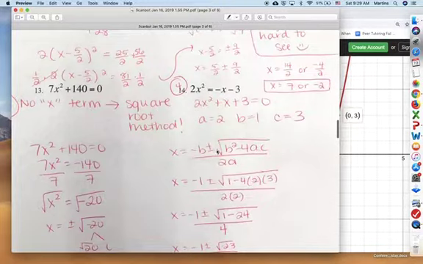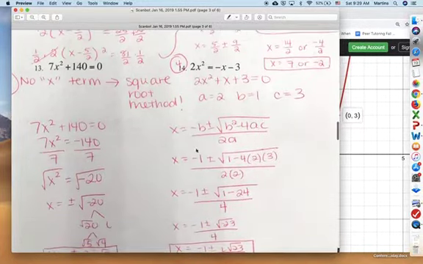X equals opposite of b plus or minus square root, b squared minus 4ac all over 2a. Please memorize this. Remember that here's your discriminant, and here is your equation for the vertex. So if you put those two together, you get the quadratic formula. Okay, I'm just plugging in.